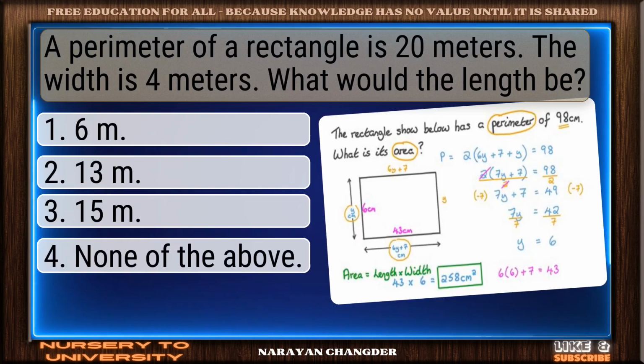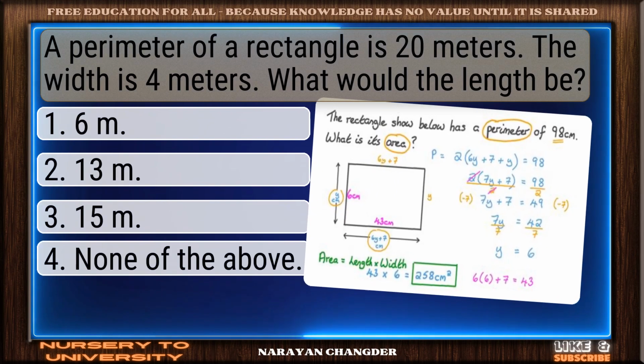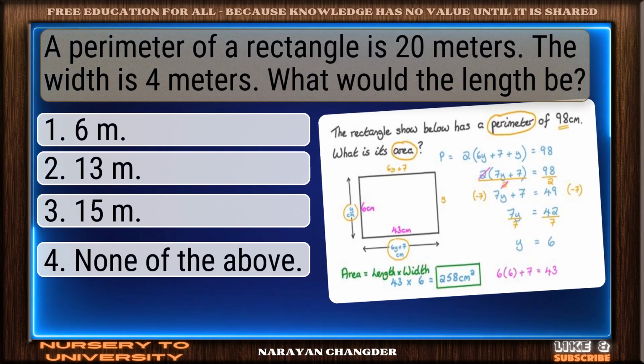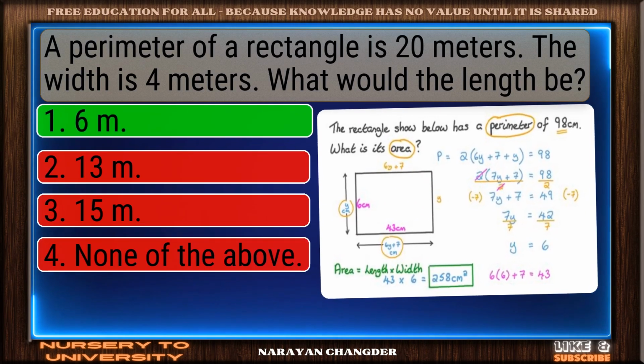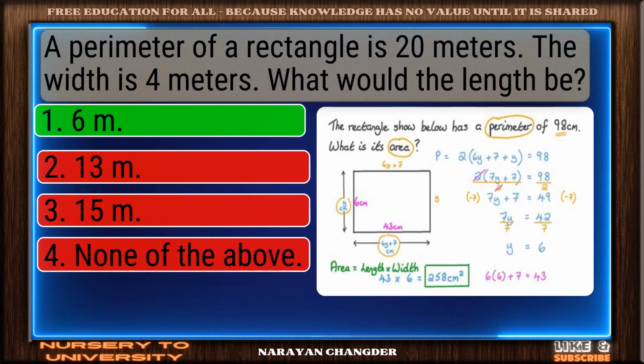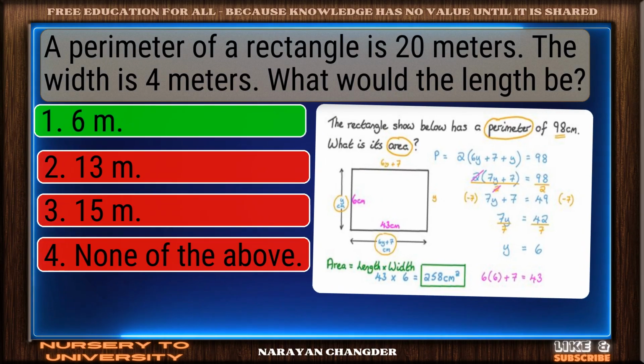A perimeter of a rectangle is 20 meters. The width is 4 meters. What would the length be? Nice work. You chose 6 m and it is correct.